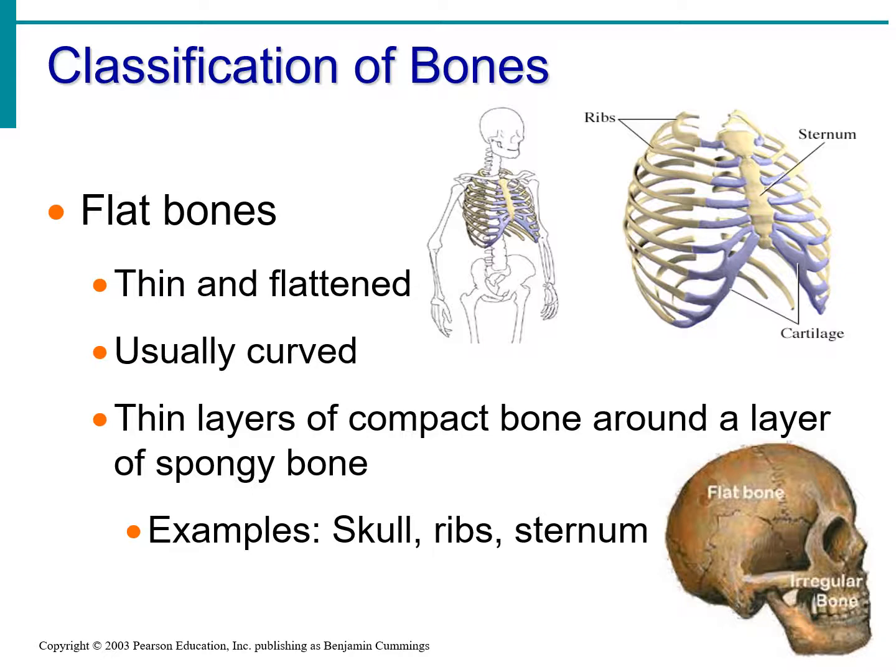Flat bones are thin and flattened. They're usually curved. Thin layers of compact bone around a layer of spongy bone. So examples on this slide show you the skull, the ribs, and the sternum, and they're labeled in the pictures.